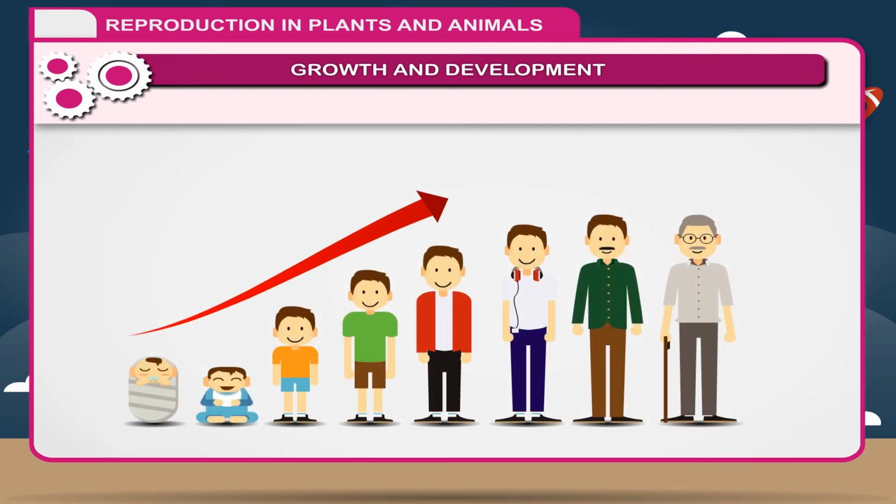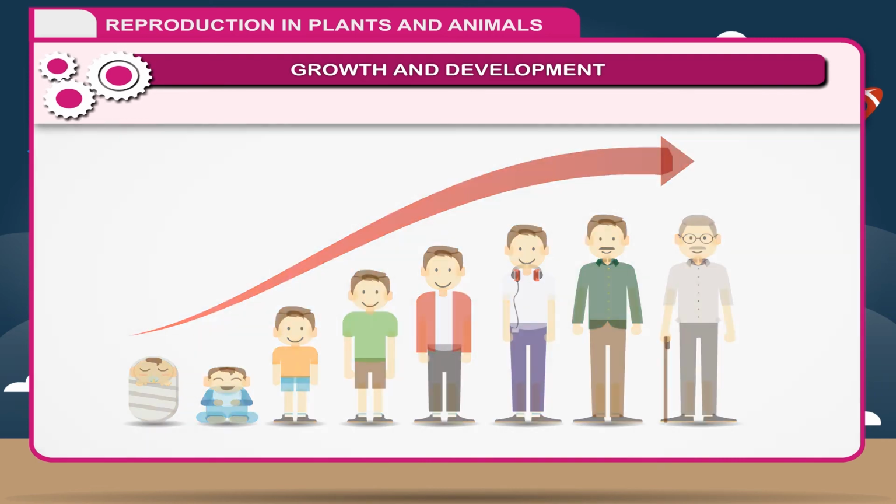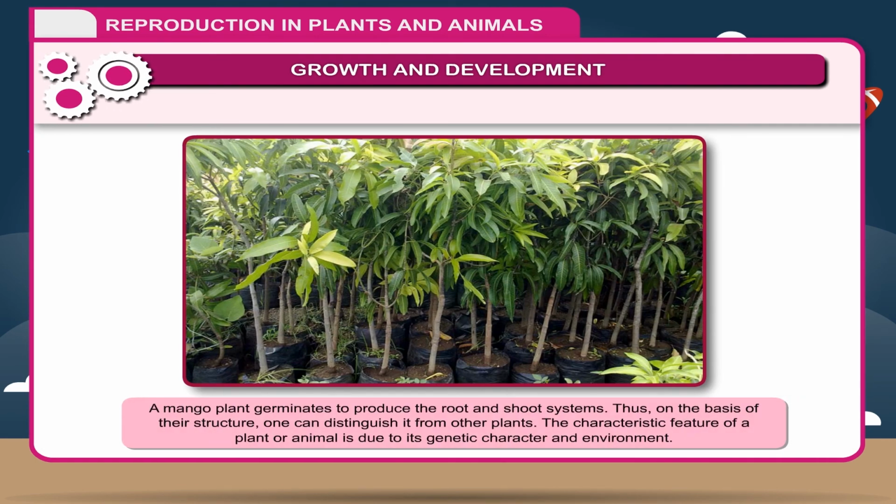The process of growth involves the increase in cell size and number. A mango plant germinates to produce the root and shoot systems. Thus, on the basis of their structure, one can distinguish it from other plants. The characteristic feature of a plant or animal is due to its genetic character and environment.